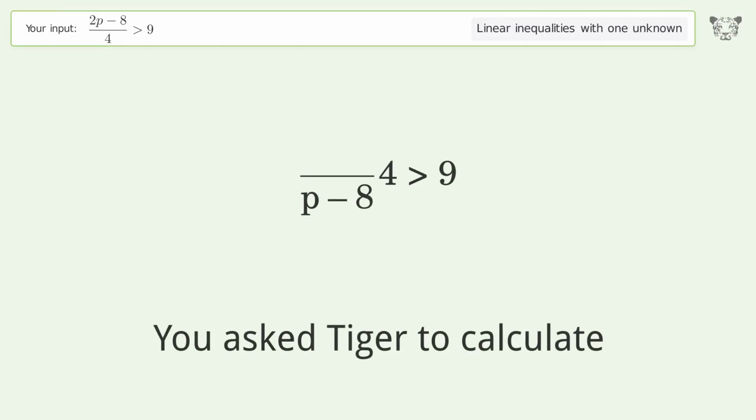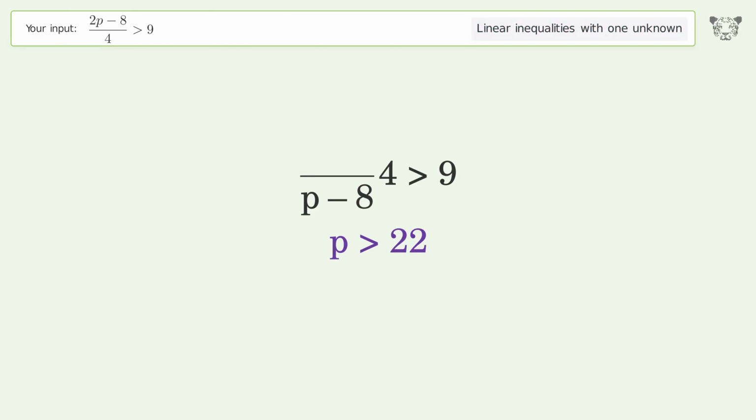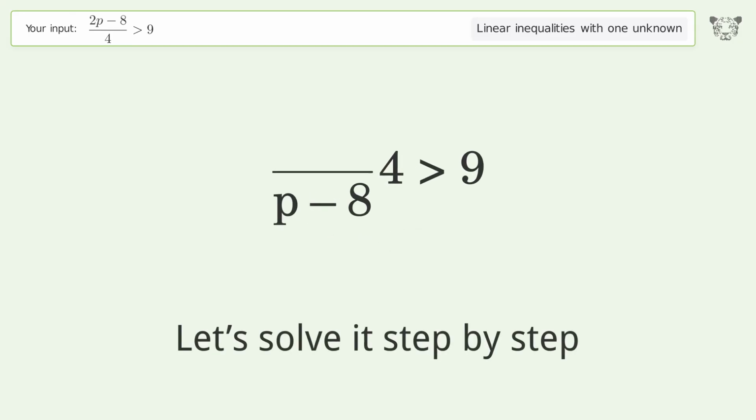You ask Tiger to calculate. This deals with linear inequalities with one unknown. The final result is p greater than 22. Let's solve it step by step.